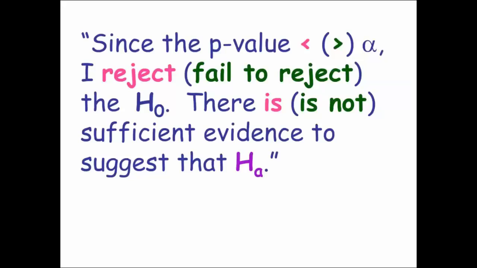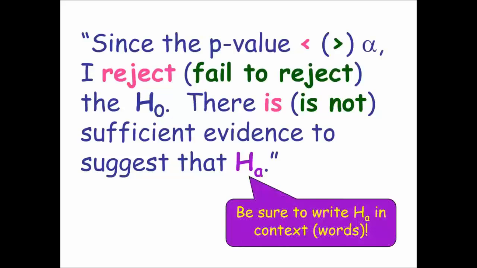Okay, and so our generic fill-in-the-blank sentence is going to look something like this. Since the p-value either is less than or greater than alpha, I reject or fail to reject the null. There is or is not sufficient evidence to suggest that, and then whatever the alternative is. And again, a lot of this is in context, so the HA we're going to write out in particular words.